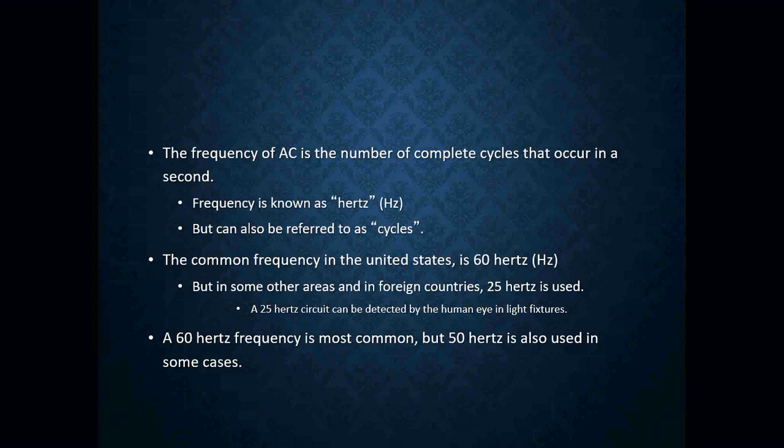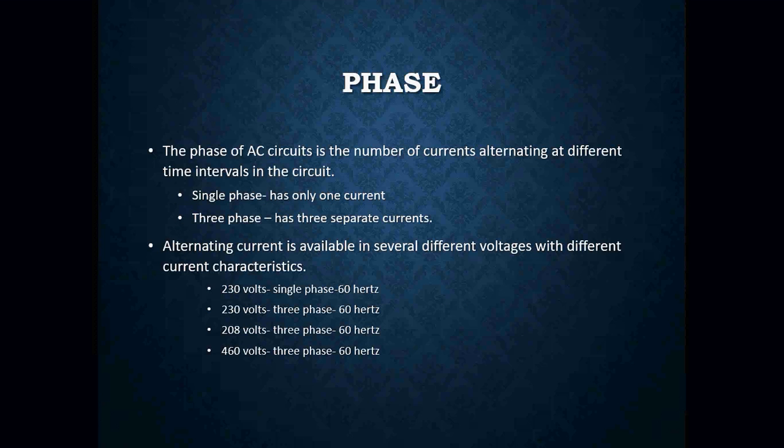So 60 hertz frequency is the most common, but 50 hertz can also be used in some cases. Now, in regards to phase of your AC circuits, the phase is the number of currents alternating in different time intervals in that circuit.